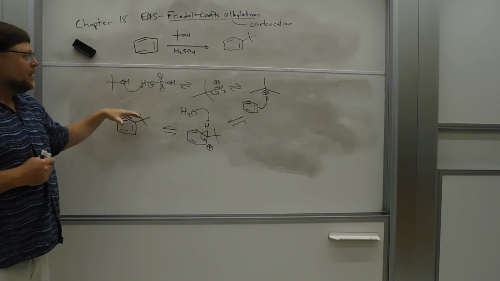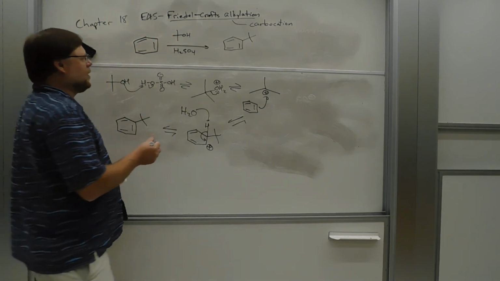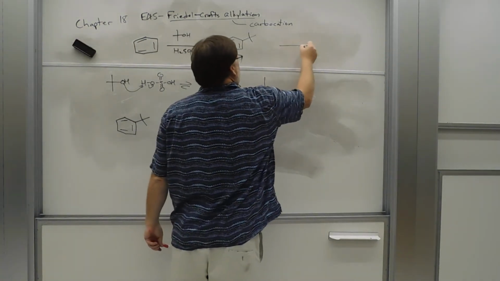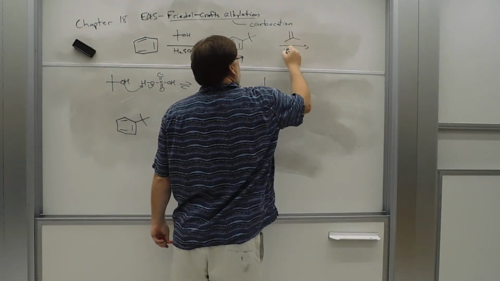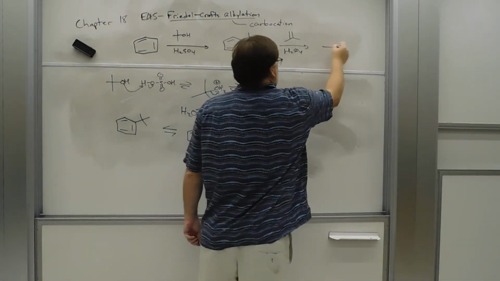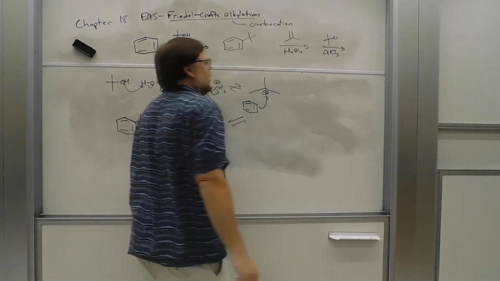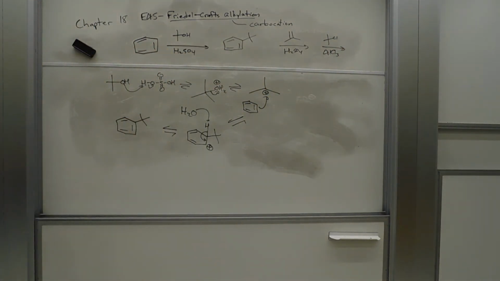to rearrange here. You can make the carbocation using, let's see, what are the other ways? We could do this same reaction with an alkene and sulfuric acid, right? So we protonate the alkene. We could use t-butyl chloride and aluminum chloride. The aluminum chloride goes like the electrophilic halogenation I did in the first one of these chapter 18 videos. Any way you can make a carbocation, Friedel-Crafts alkylation will go for it.